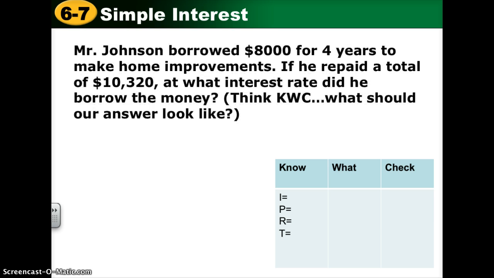Mr. Johnson borrowed $8,000 for 4 years to make home improvements. If he repaid a total of $10,320, at what interest rate did he borrow the money? This one looks a little different. Let's see what we have.